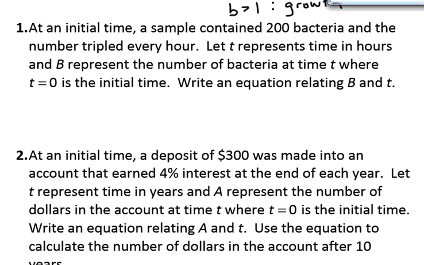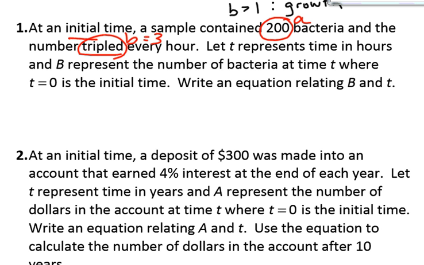Number 1: at an initial time. Right there, I'm going to pause and think, okay, initial. I saw that word back at the beginning for a being the initial value. So at the initial time, a sample contains 200 bacteria. That right there I know is my a value, my initial value. And the number triples every hour. That triple represents a rate, so that's going to be my b. If I'm tripling, I'm multiplying by 3.